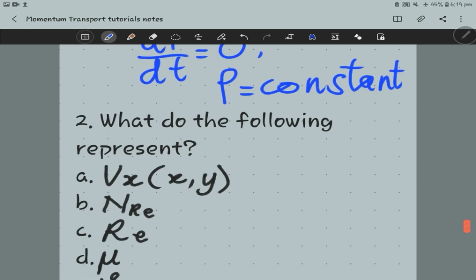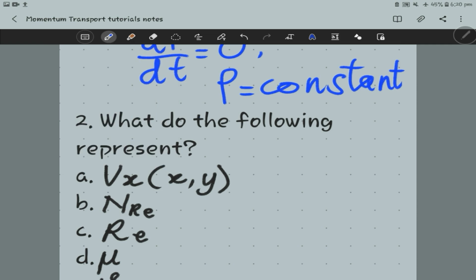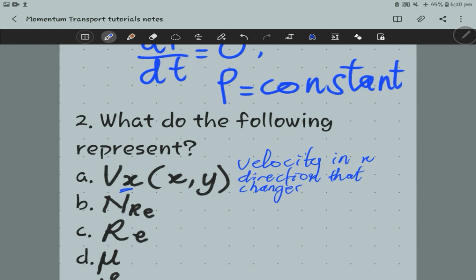All right, the next question. This one says what the following represent, right? So this here, the first one, means velocity in the x direction, that changes in x and y direction. Right, so that's what that one means.